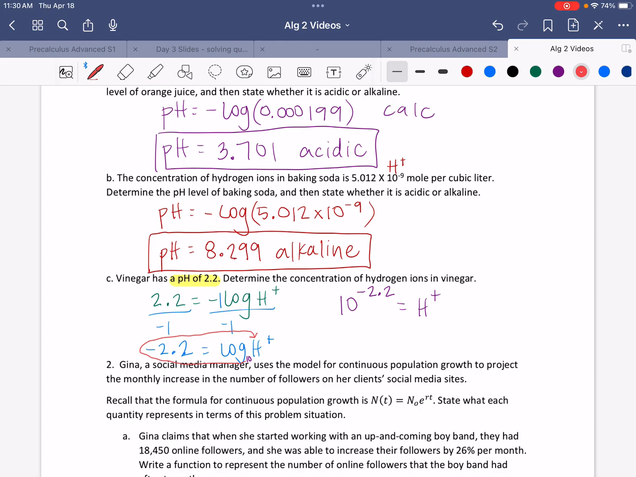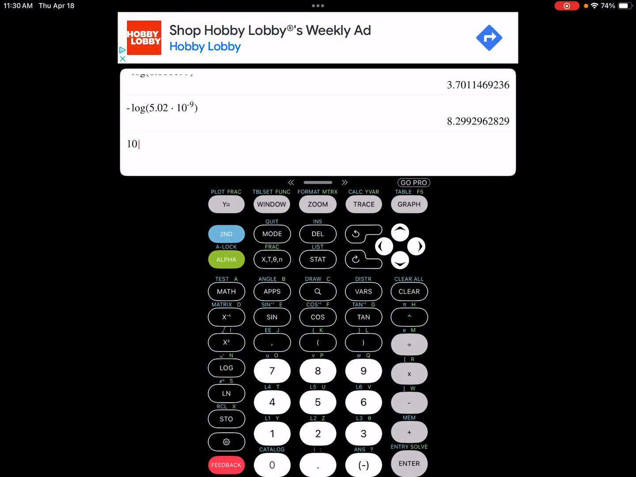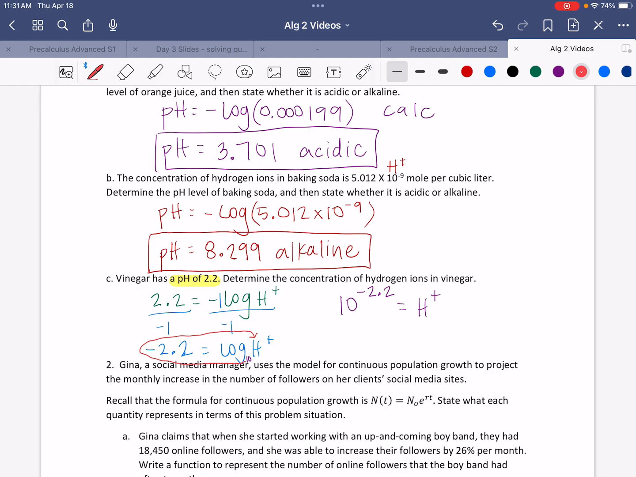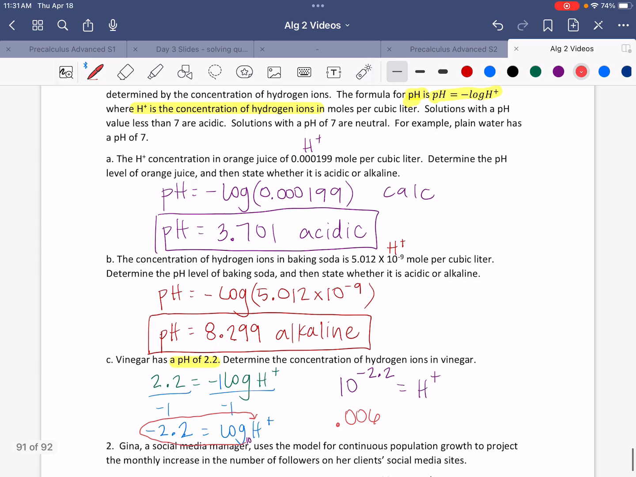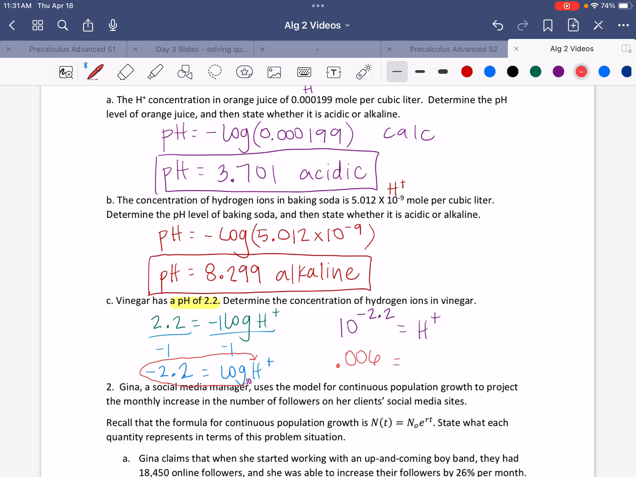Okay, so typing 10 to the -2.2 in the calculator, 0.006. I guess it's in moles per cubic liter. Okay, we're just going to say that is our hydrogen concentration.